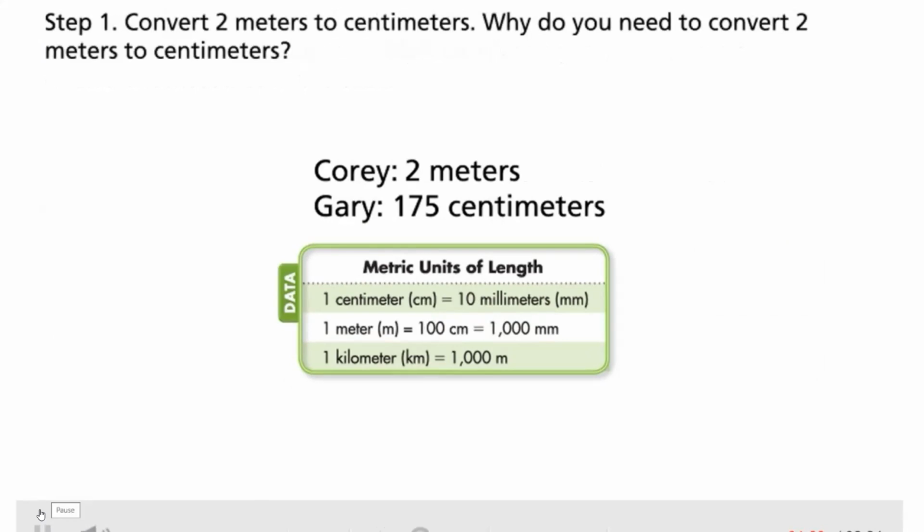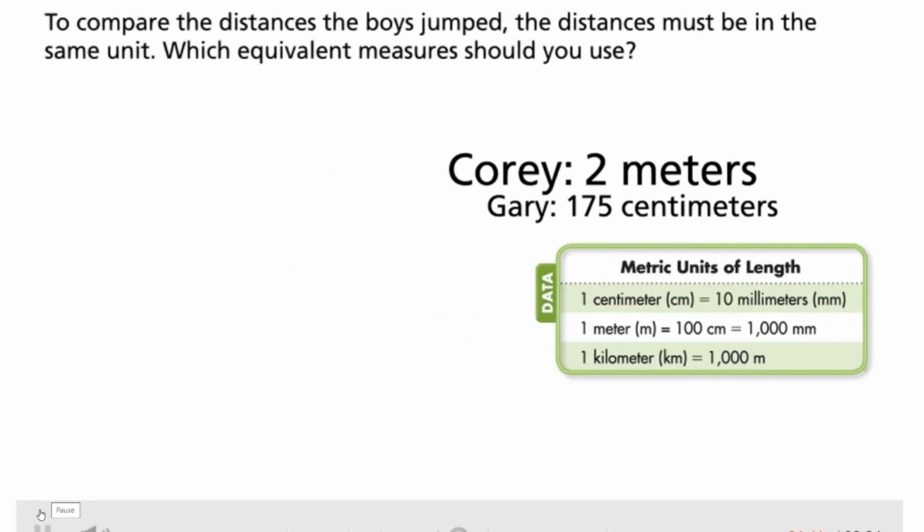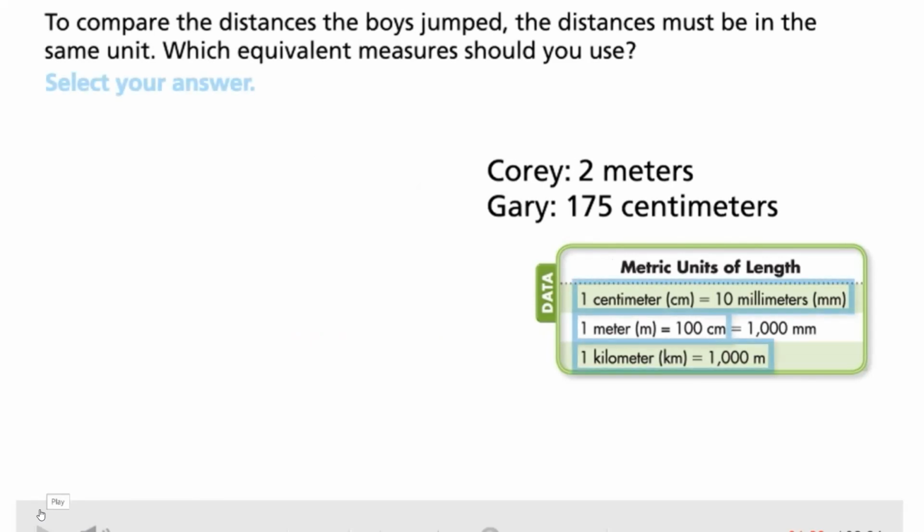Step 1. Convert 2 meters to centimeters. Why do you need to convert 2 meters to centimeters? To compare the distances the boys jumped, the distances must be in the same unit. Which equivalent measures should you use? Select your answer.